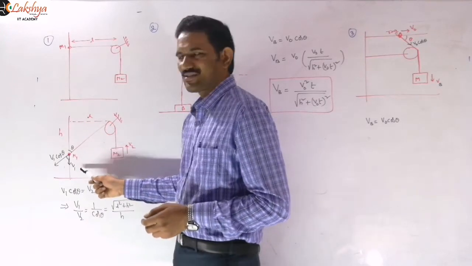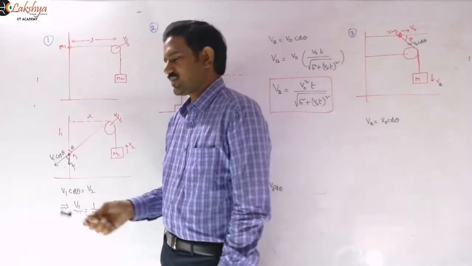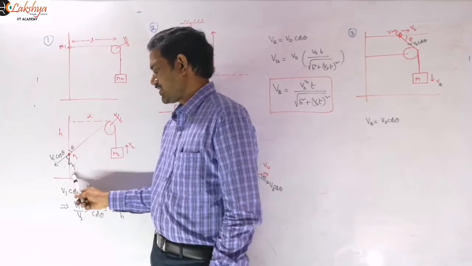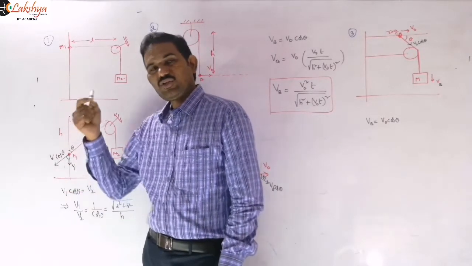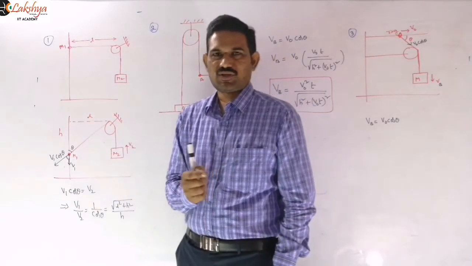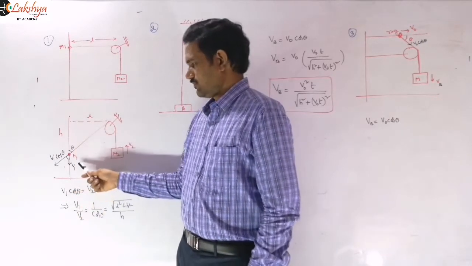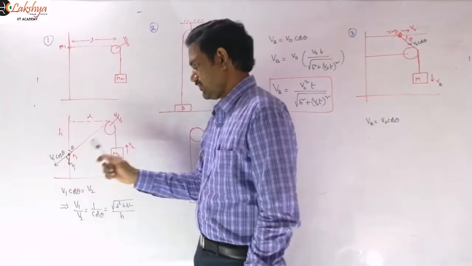Now let us resolve the velocity components along the length of the string. So we need to resolve the velocities along the length of the string. I am assuming this angle as theta here. V1 is actually vertically downwards, so we need to resolve this. You need to assume always velocities in the actual direction of motion. The actual direction of motion is downward, so in that direction we are assuming it as V1. So this is V1 cos theta, you will get that component.